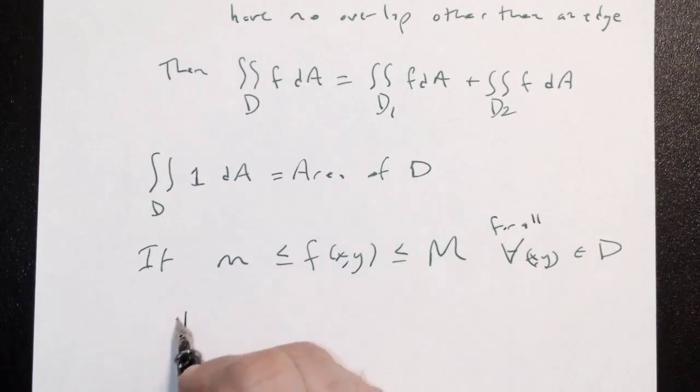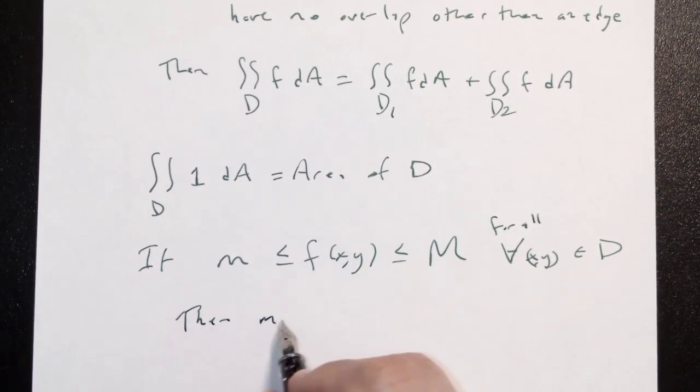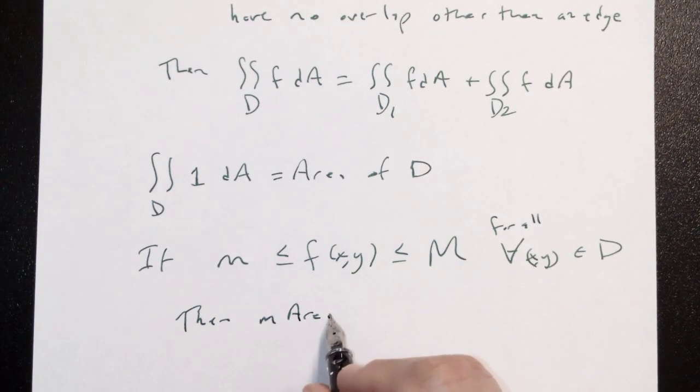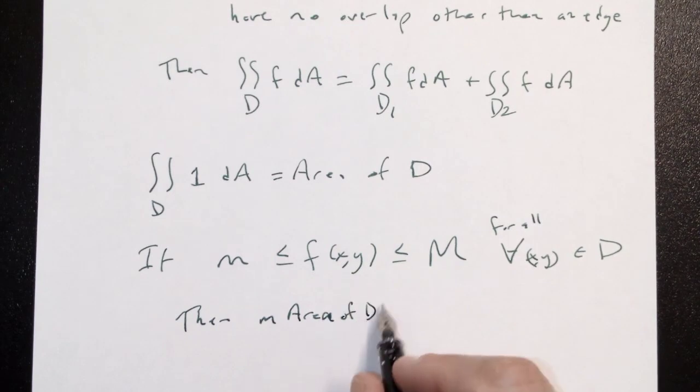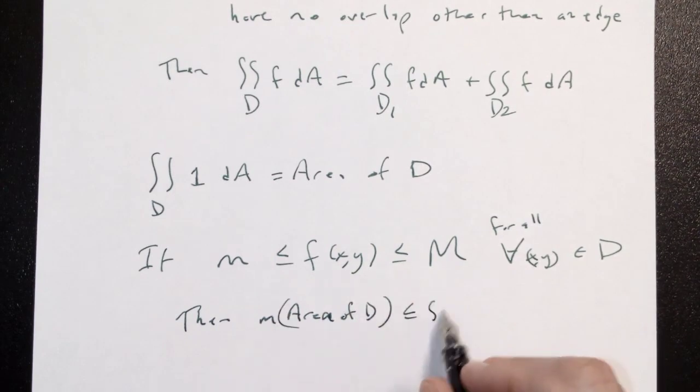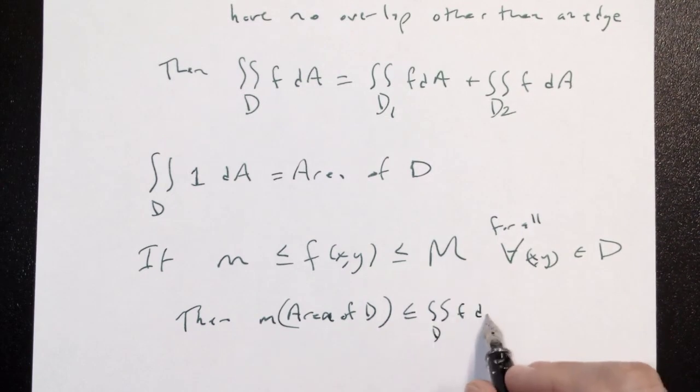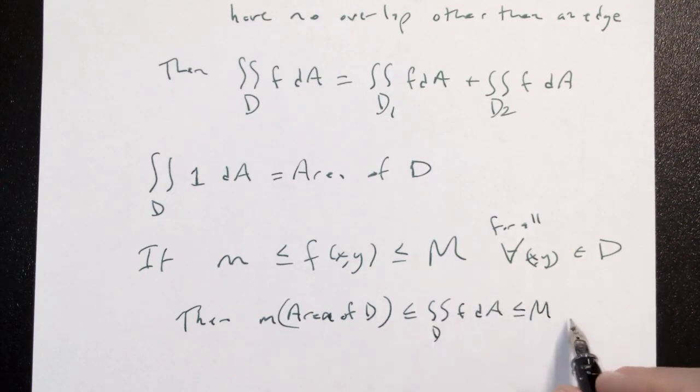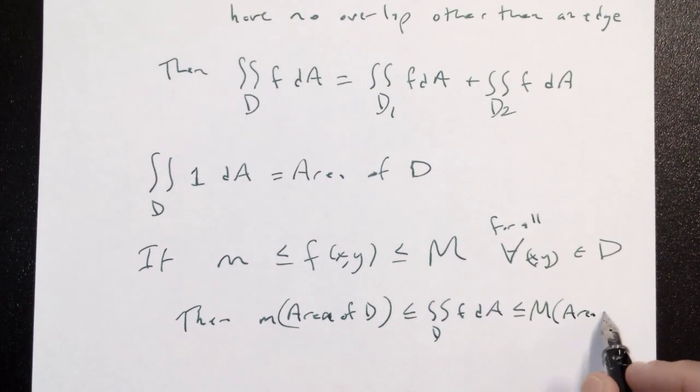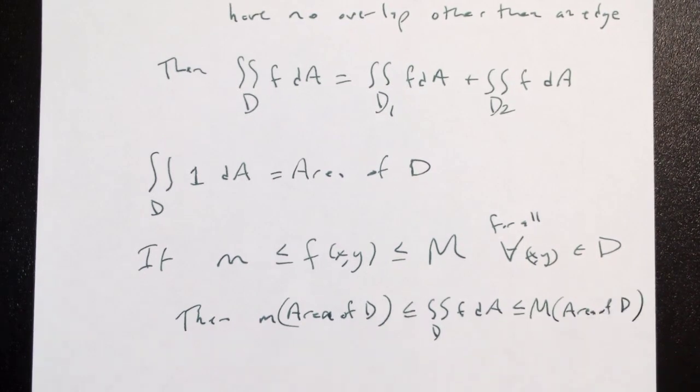Then M times the area of D is less than or equal to the double integral over D of f, which is less than or equal to capital M times the area of D. My function must be between this slab and this slab. Then the volume must be between the slab of the prism on the bottom and the slab of the prism on the top.